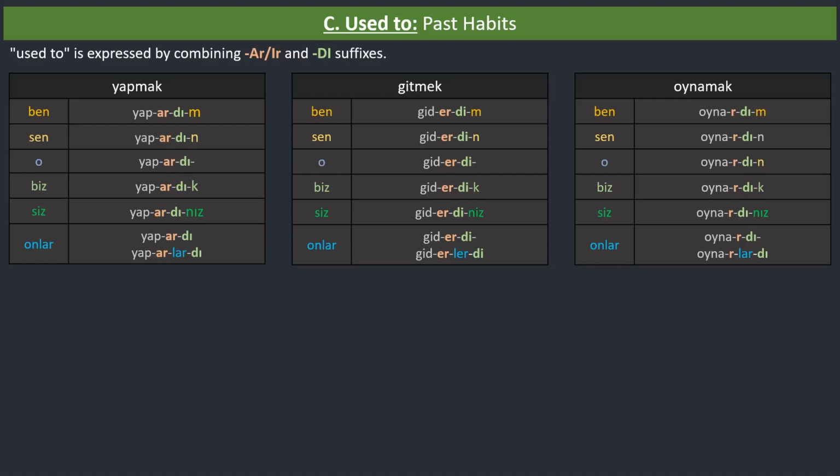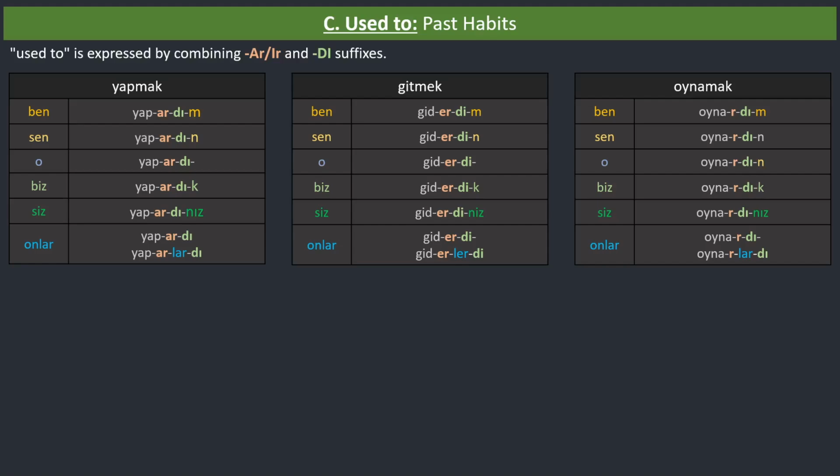So "used to" is expressed with a combination of the r, the aorist, and the past tense suffixes. Technically, the di here is not the past tense, it's a complementary verb, but just to keep things similar, you can remember it as the past tense. Not a big deal, unless you're a linguist. Okay, so: ben yapardım.